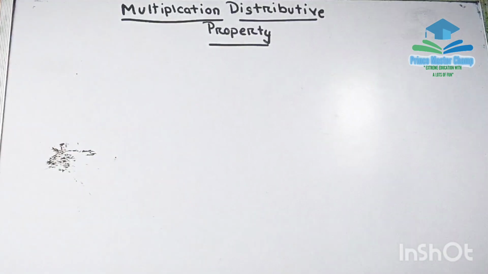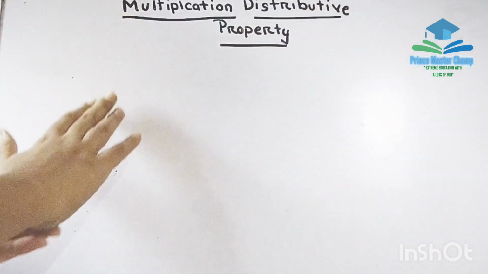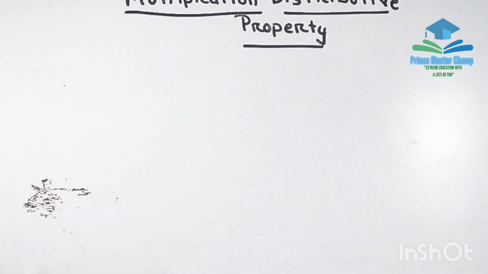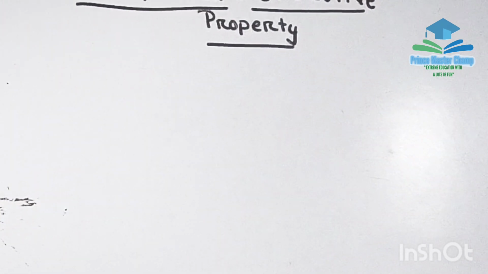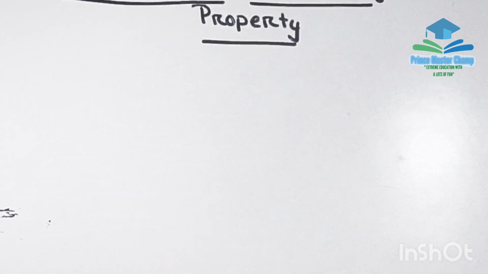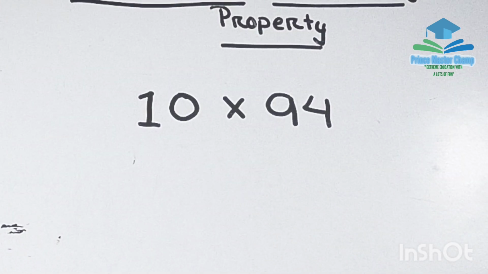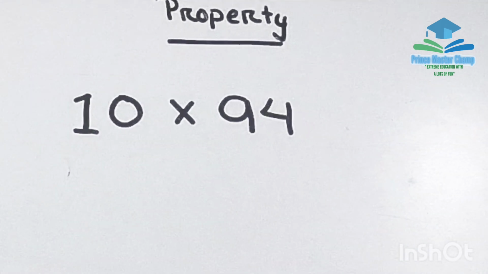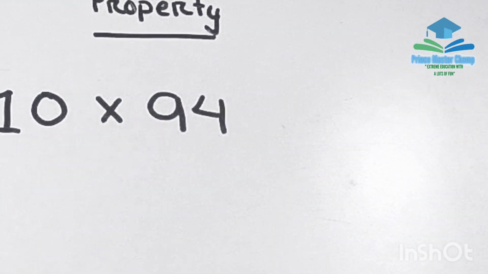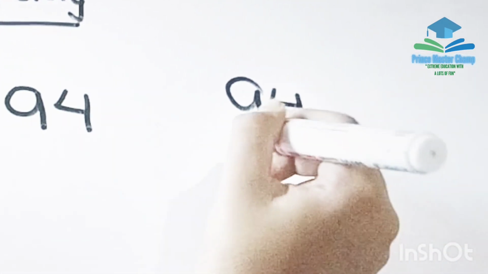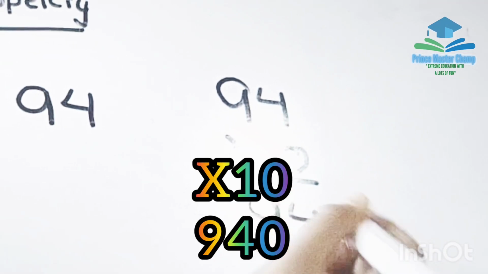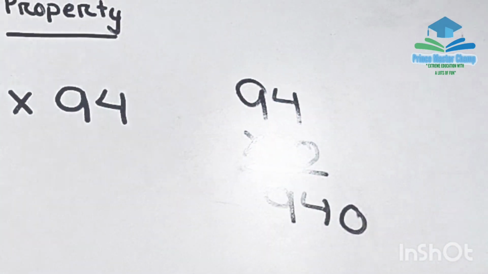So friends, now we are going to learn the distributive property of multiplication. Let me explain what the distributive property actually is. It is the property in which we distribute the question into different halves. For example, take 10 multiplied by 94. How are we going to solve this? Usually we just multiply like this, and our answer will come as this much. This is our final answer.